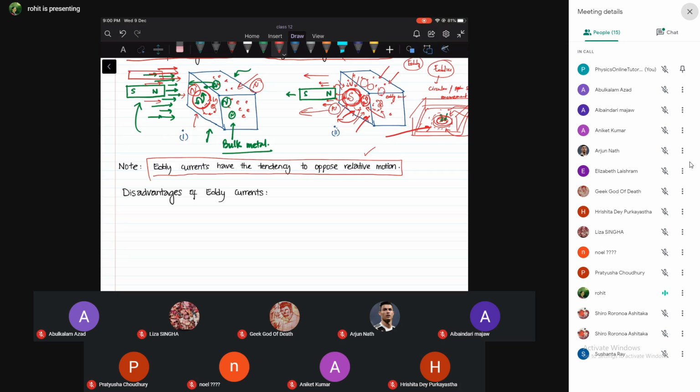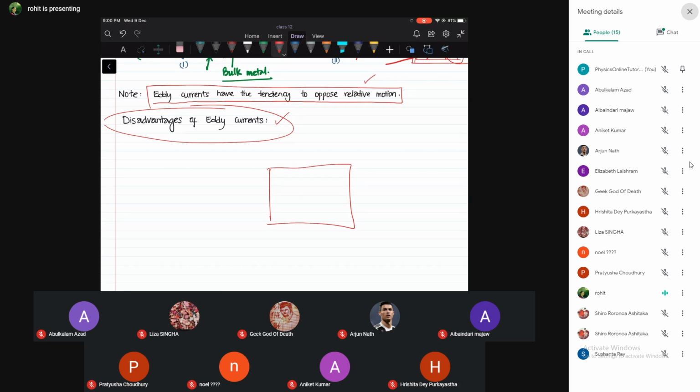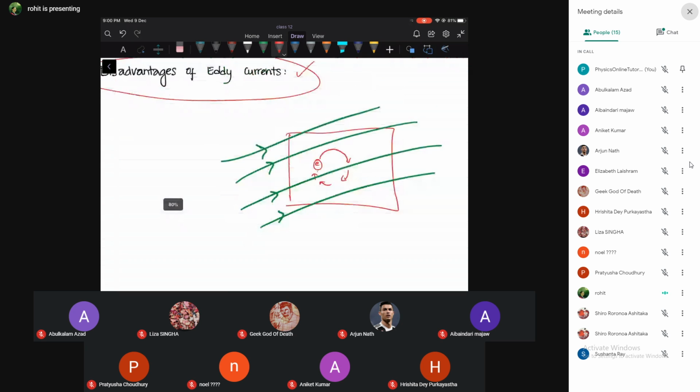Now check, there's a very big disadvantage of eddy currents. Just now I told you, you have a metal piece and the electrons are rotating. They keep going round and round because of the change of flux. When the electrons keep moving in a given path, they hit other atoms and other electrons on their way continuously. Because of these collisions, a lot of heat is generated. Please remember this.